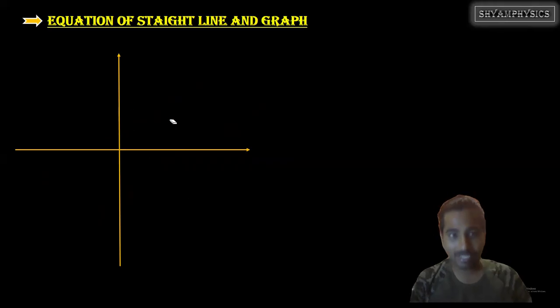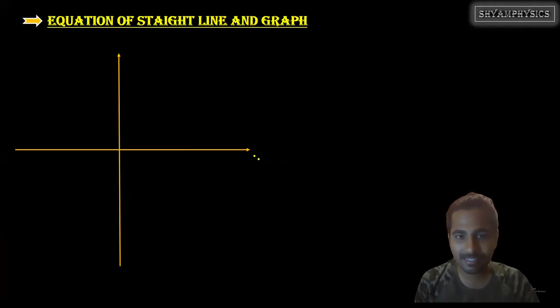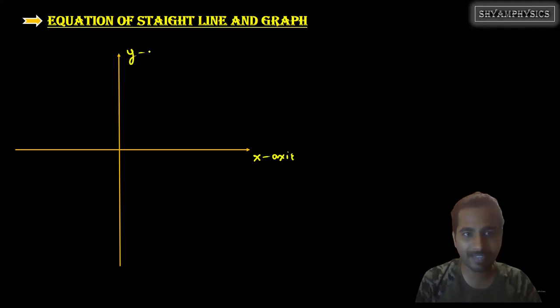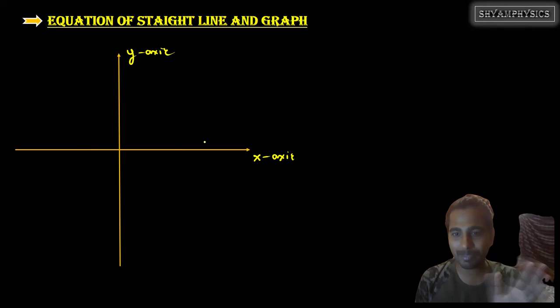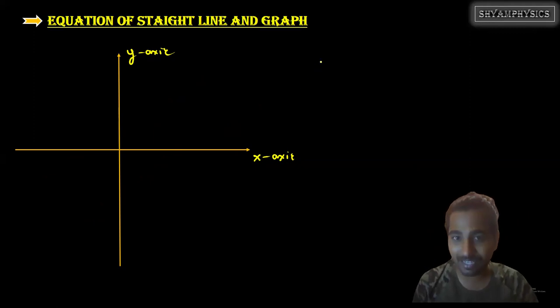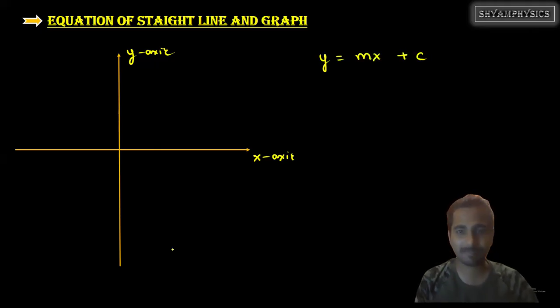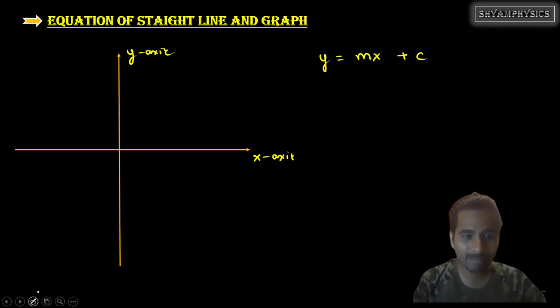For example, we'll take here, this is the x-axis, right? And this is the y-axis. There is no emergency in learning, so learn properly. Based on the variable, if x is a variable and y is also depending on x, then we can write the straight line equation as y equals mx plus c. y equals mx plus c.